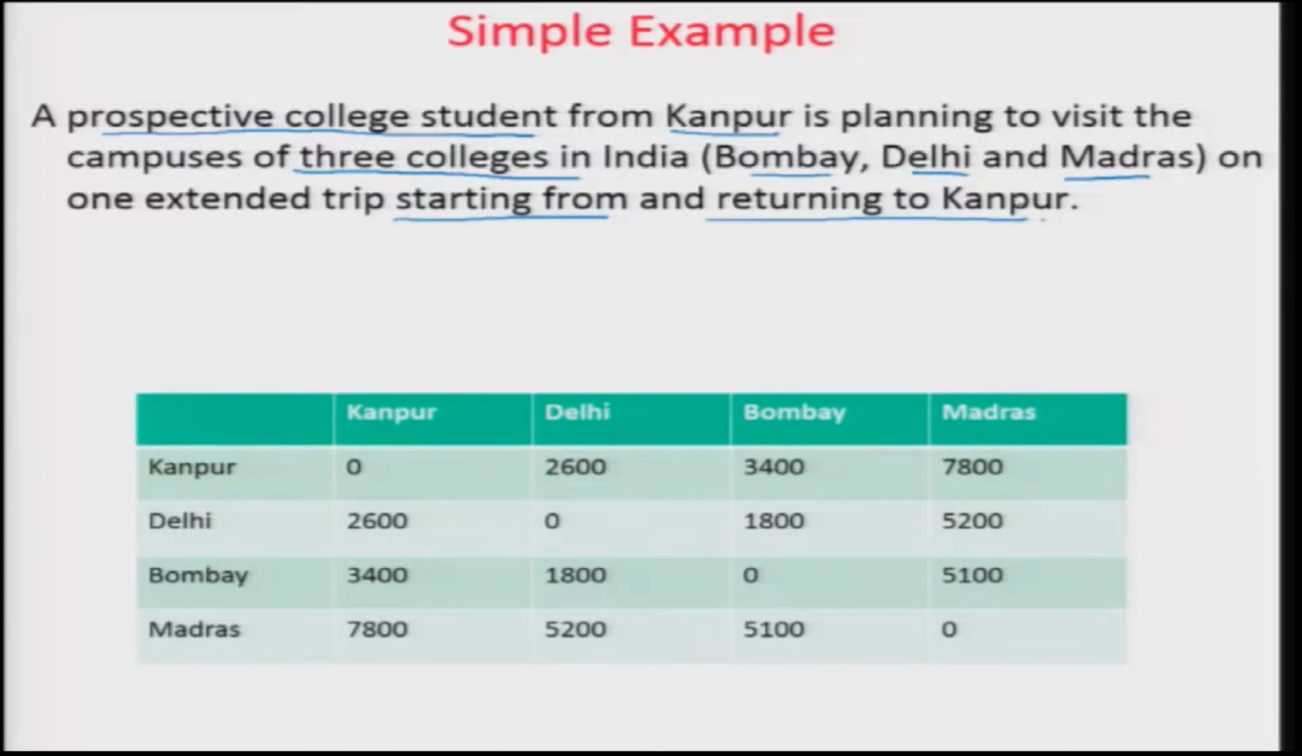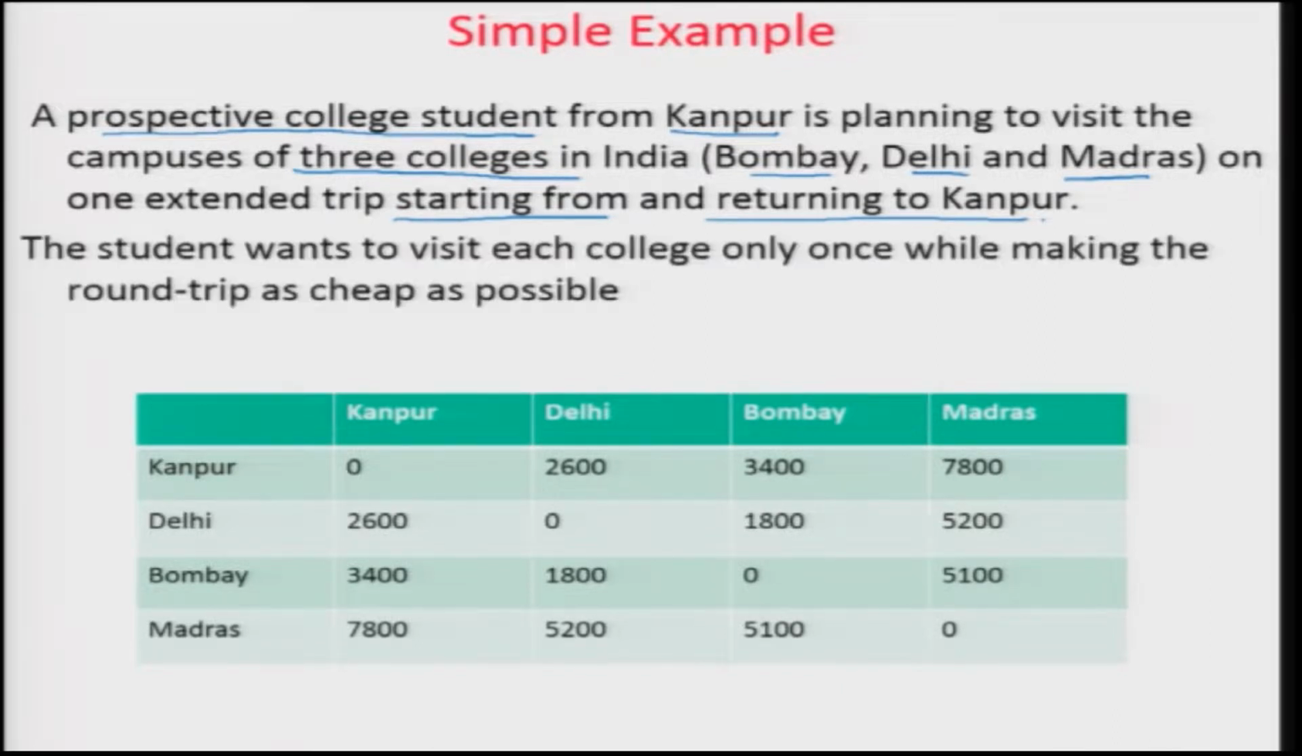So starting from Kanpur, you go and visit Bombay, Delhi and Madras. You are visiting the college campuses in 3 cities. The student wants to visit each college only once. So you have to visit each city only once while making the round trip. A round trip means you start from Kanpur, then visit city 1, then city 2 and city 3, and then come back to Kanpur. This is the idea.